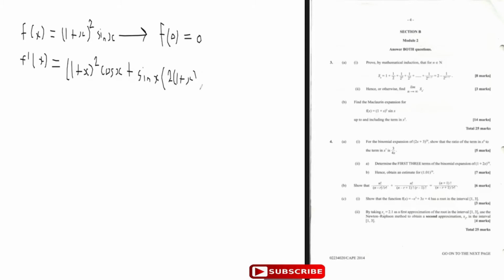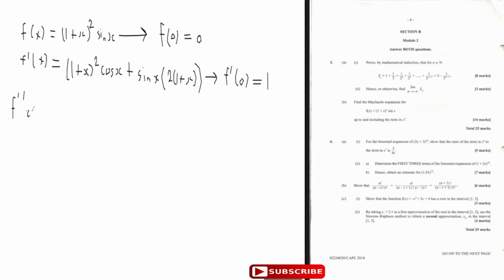So now after we get that, we can go ahead and find what is f prime of 0. So f prime of 0 is equal to, we'll plug in x as 0 and we get 1 plus 0 squared is 1. 1 times cos 0 is 1. And then over here we're going to get 0, so f prime of 0 is 1. Now we can go further to find what is f double prime.